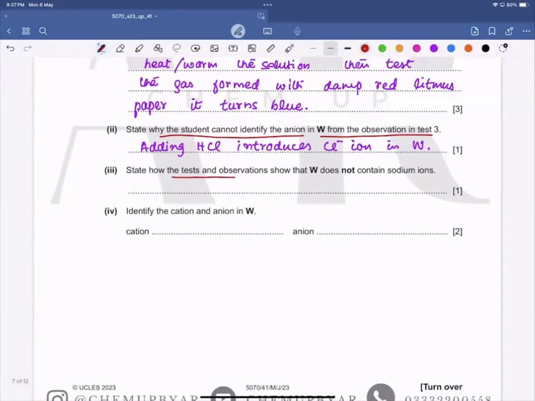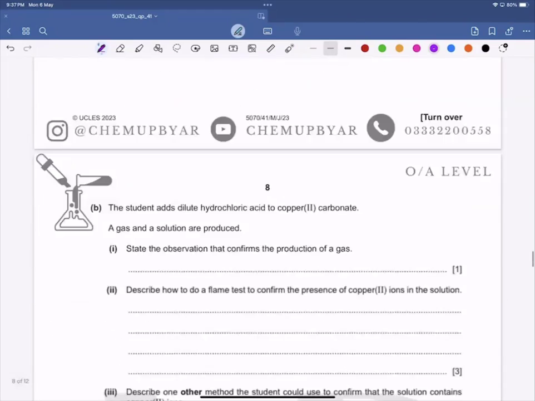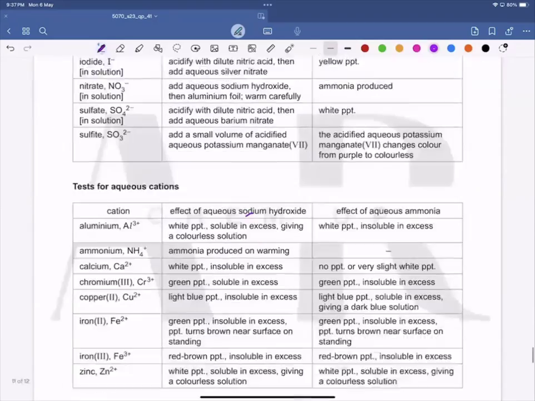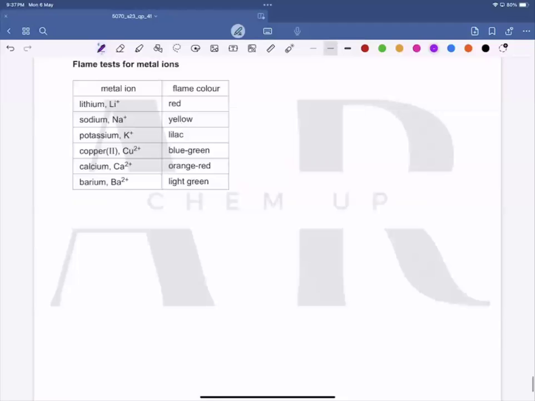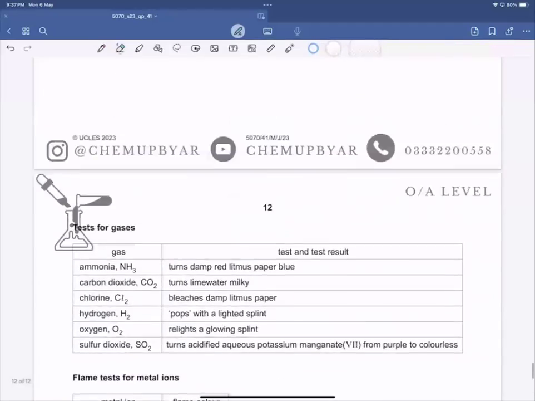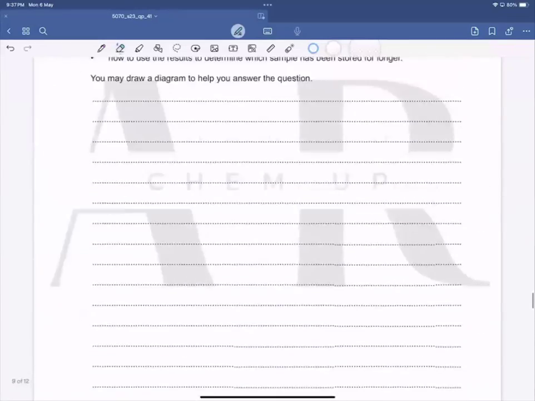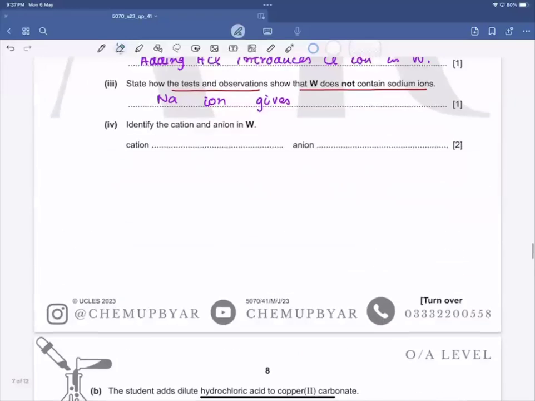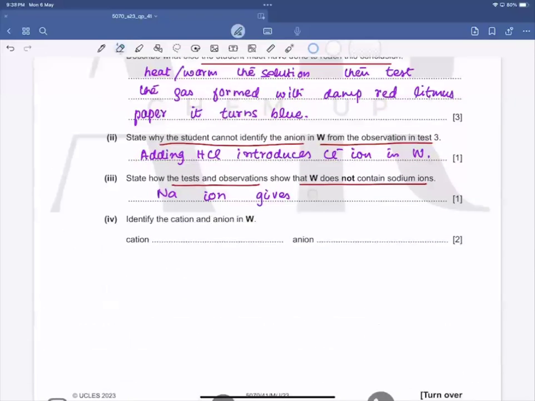Now, state how the test and observation show that W does not contain sodium ion. It is because sodium ion gives a yellow flame on a flame test. They have told you that there is no change in flame, so W does not contain sodium, which gives a yellow flame.